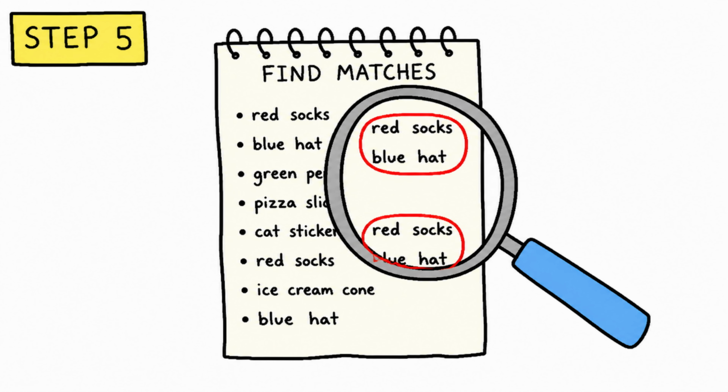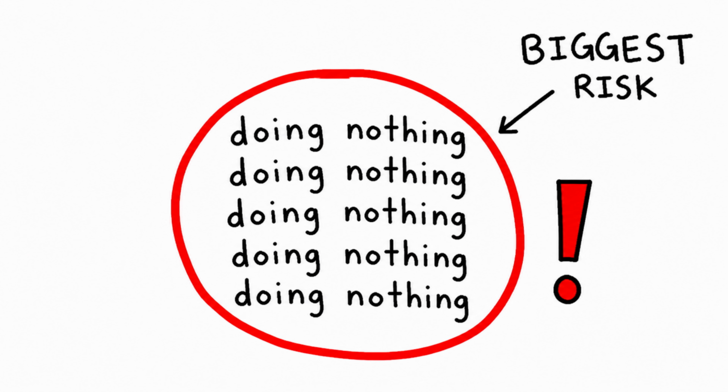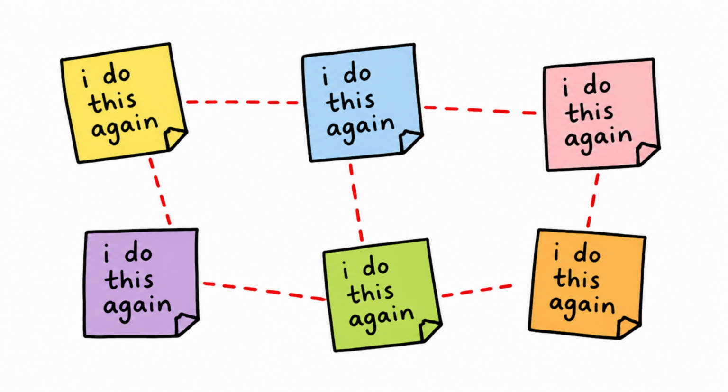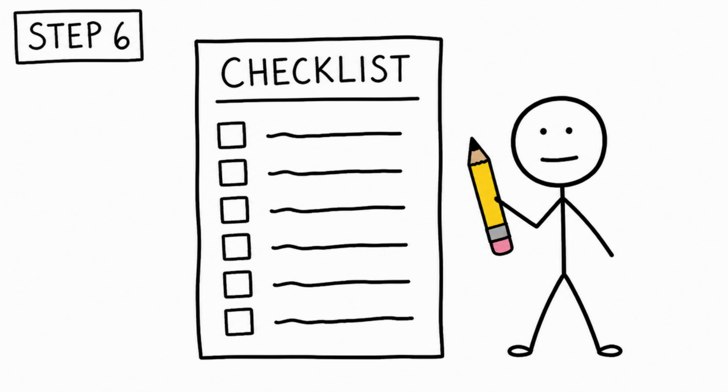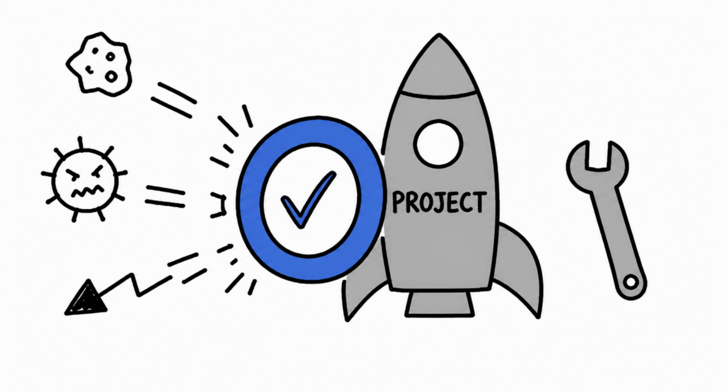Step 5. Look for patterns. Some reasons will repeat across different people. Those repeated concerns are usually your biggest real risks, the ones hiding in plain sight that nobody wanted to say out loud in a normal planning meeting. Step 6. For each major risk identified, decide what you can do right now before the project even starts to prevent it or reduce its impact. That's the whole process. Simple to run, but surprisingly deep in what it reveals.